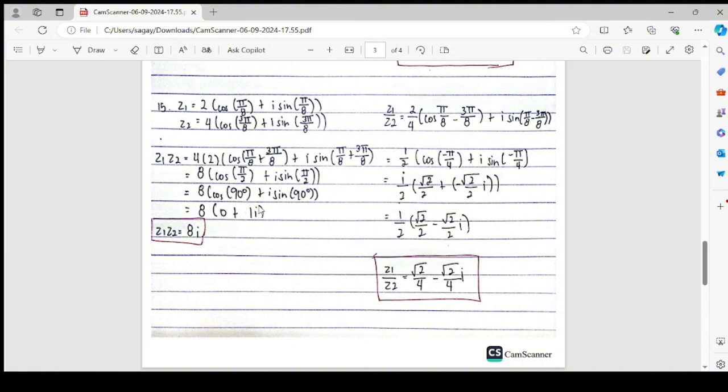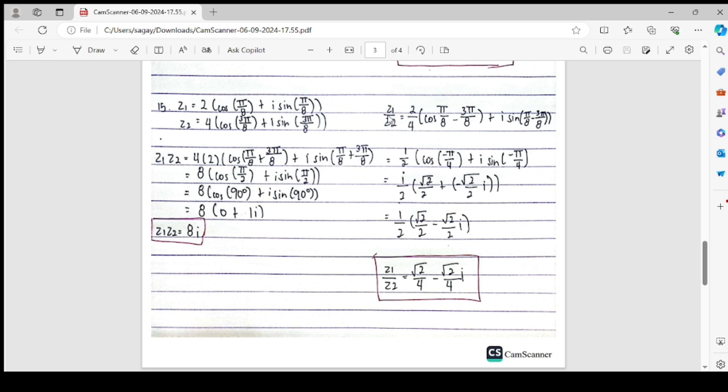Then the final answer will be z1 plus z2. If you notice, there is no value of x because it's 0, so we only have 8i. Next, that is the answer for z1 multiplied by z2. Then we get the z1 over z2.